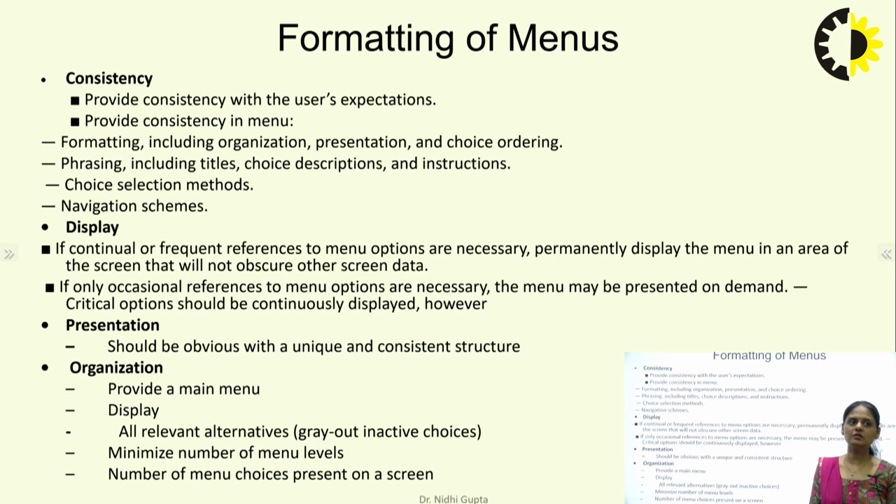However, the presentation and organization of the menus are also very important. The presentation should be obvious with a unique and consistent structure, and the organization is to provide a main menu that displays all the relevant alternatives available, and inactive choices should be greyed out and active choices should be displayed. Minimize the number of menu levels, because too many menu levels lead to confusion and increase the complexity. And the number of menu choices present on the screen should be limited. It should not be too much, because it leads to problems, and it should not be too few either, because the menu choices should be appropriate.